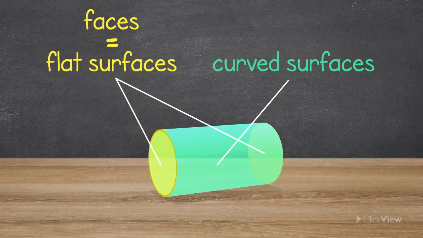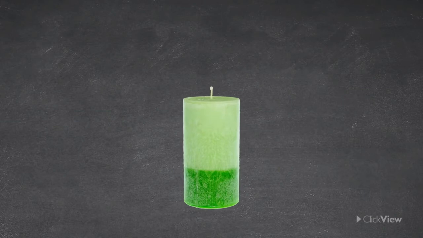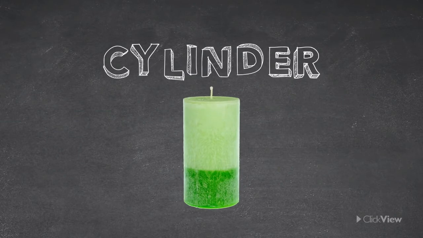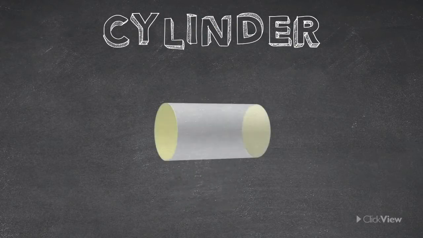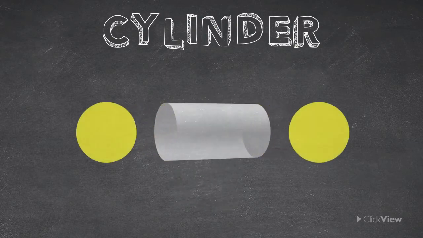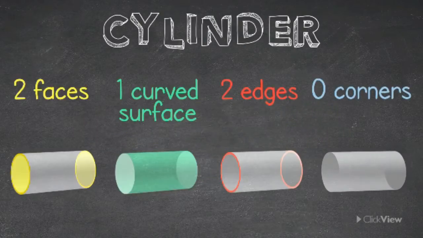Which 3D shape is this? You guessed it right. It looks like a can. And this shape is called a cylinder. It has two flat faces, one on the top and one on the bottom, and one curved surface.